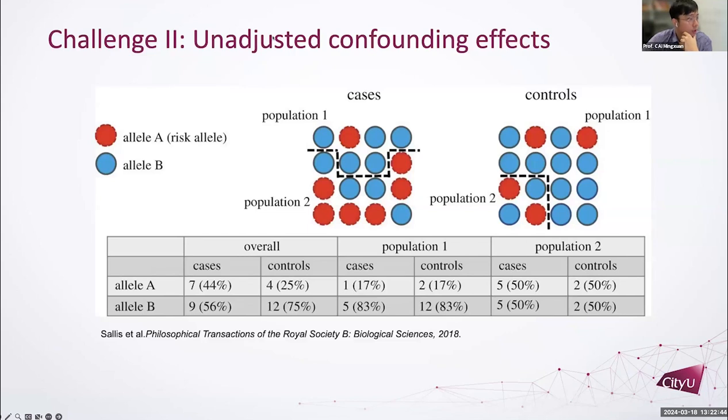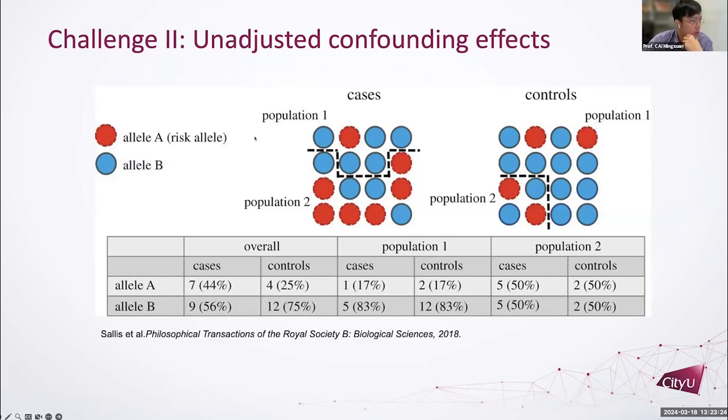Now here comes our second challenge, which is the unadjusted confounding effects. As I have mentioned, in the GWAS data we have phenotype, we have genotype, and sometimes we get covariates to be adjusted. The covariates are usually population stratifications that can confound the GWAS results. For example, the people from North China are systematically higher than the people from South China. And if we do not account for this population stratification, there may be some inflation in GWAS results.